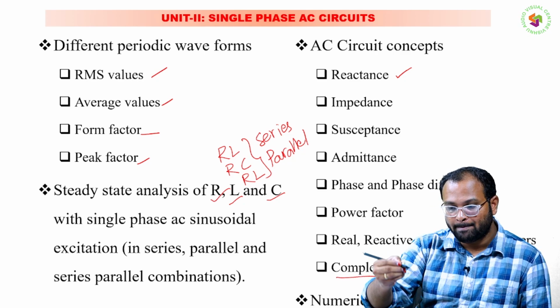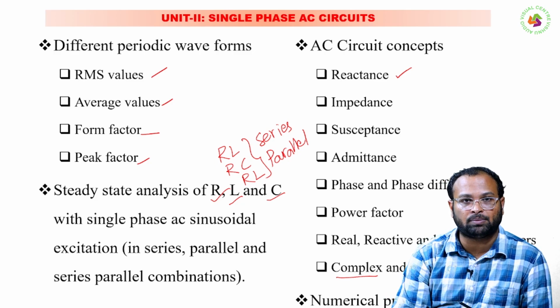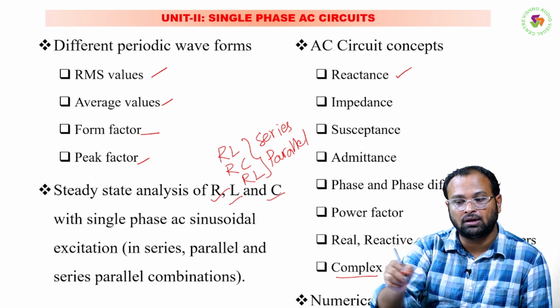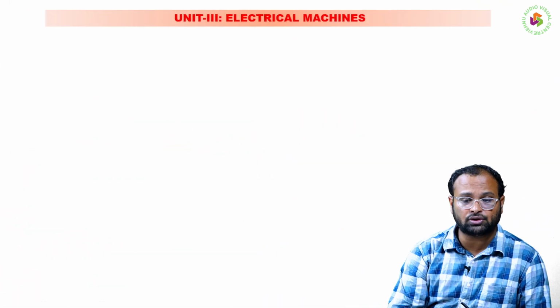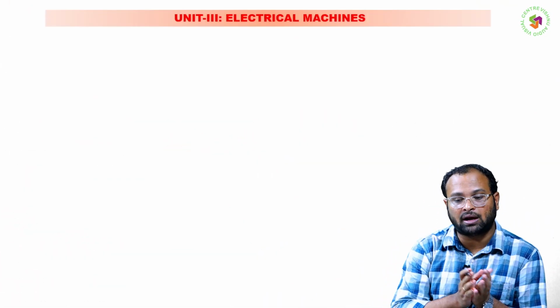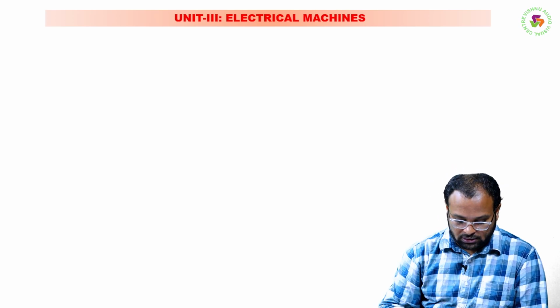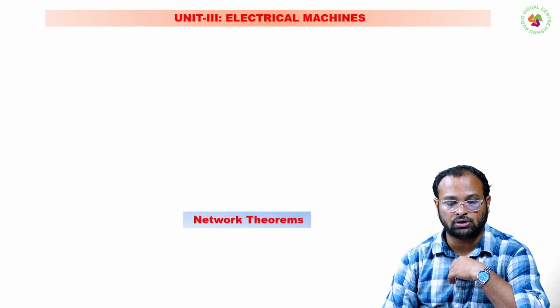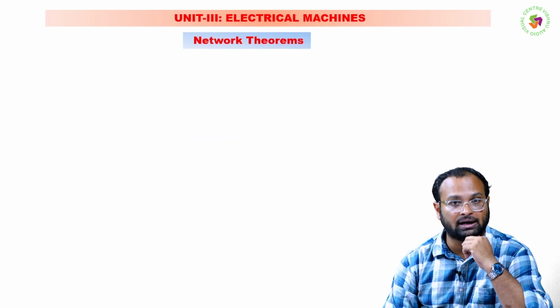So these are the basic things we will discuss in the second chapter, and we'll do some numerical problems on these circuits by using these concepts. Coming to the third chapter, this is basically about the theorems and also the machines. Up to now we've seen how to analyze the circuit, and in this chapter we are going to see some network theorems.